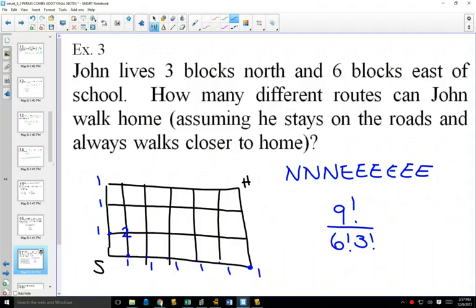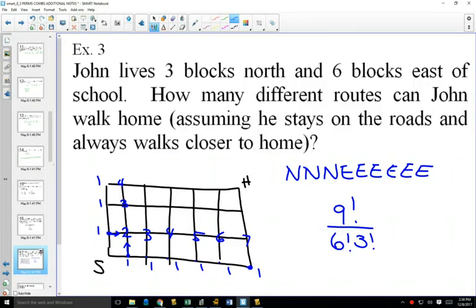Well, if there's one way to get here and one way to get there, the way that he could get to that intersection is via this one way or via that one way, making 2 ways to get to that one. And there'll be 3 ways to this one and 3 ways to this one. 4, 4, 5, 6, 7.